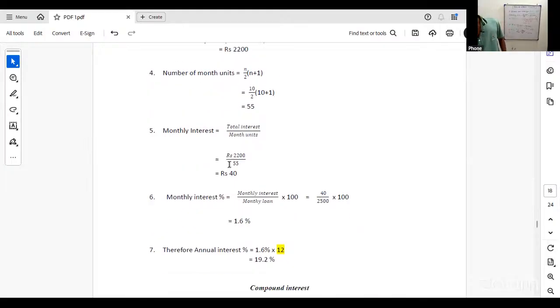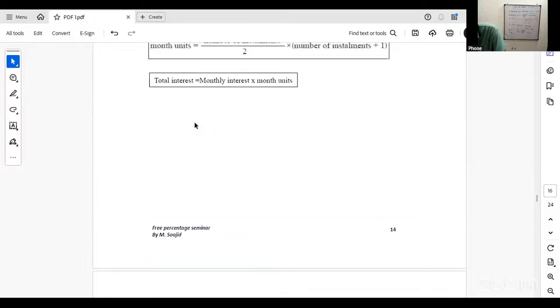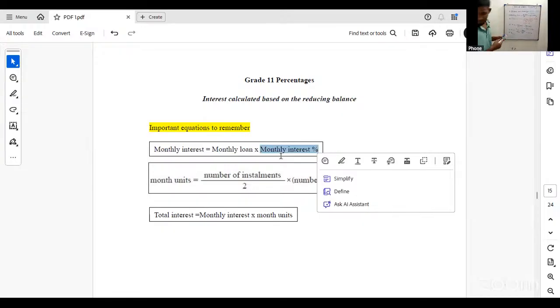Right? Sixth step. Then we have to find the monthly interest percentage. How to find the monthly interest percentage? The same thing. We have this equation here, which is the monthly interest equals the monthly loan into monthly interest percentage. Now we have to find the monthly interest percentage. So subject monthly interest percentage, so that you will get monthly interest over the monthly loan. And remember, since we are finding a percentage here, you have to multiply this by 100.